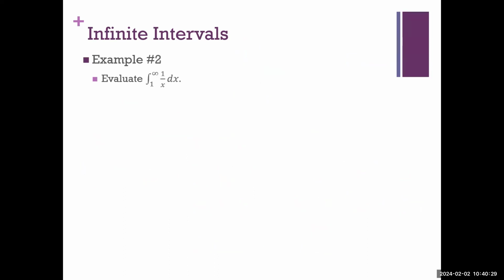So how about this one? I want to integrate from 1 to infinity of 1 over x. So how do I begin? I'm going to set my limit operator. Symbolically speaking, that's the biggest new thing we're adding. So I'm going to use that limit to rewrite this integral from 1 to t of 1 over x dx. From there, what do I do?